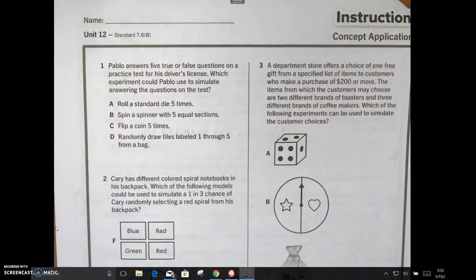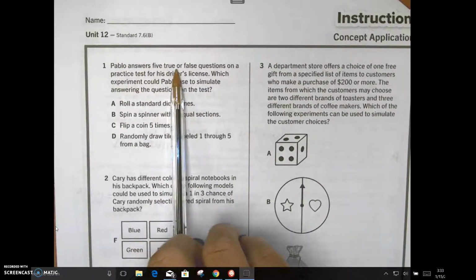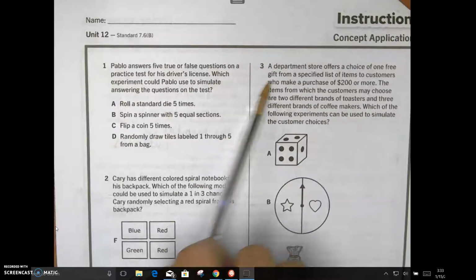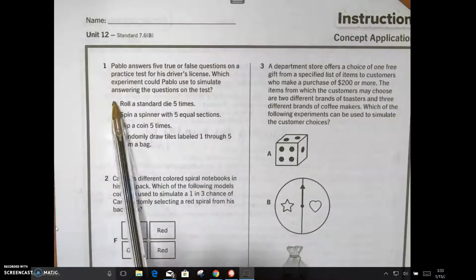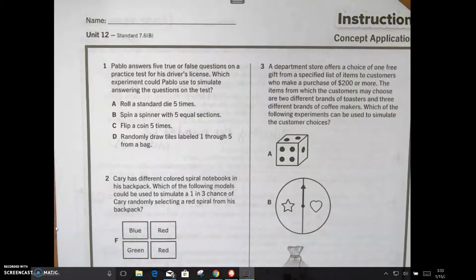Right, looking at page 121. I'm briefly going to touch on these questions and you get to solve them or find the complete answer. For number 1, Pablo answers 5 true or false questions on a practice test for his driver's license. Which experiment could Pablo use to simulate answering the questions on the test?